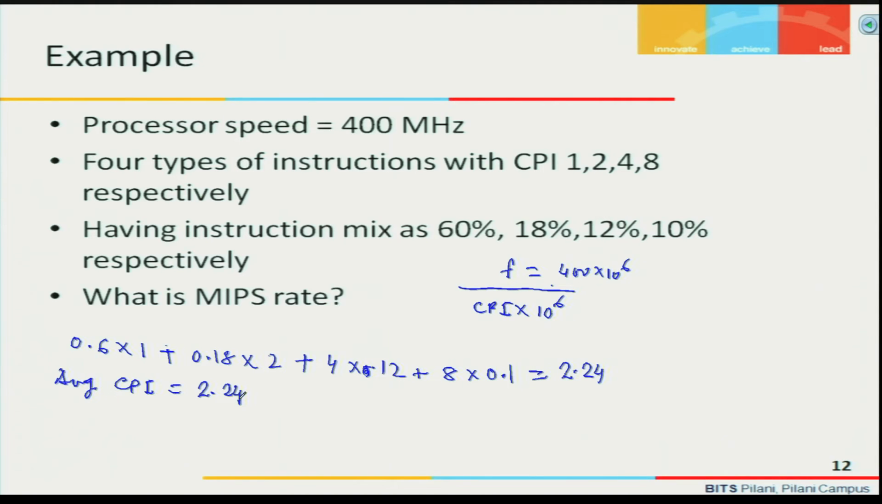If I put the value of average CPI, 2.24, in this formula and calculate, it will give roughly 178. So 178 is the MIPS rate of this computer, meaning it can execute 178 million instructions per second.